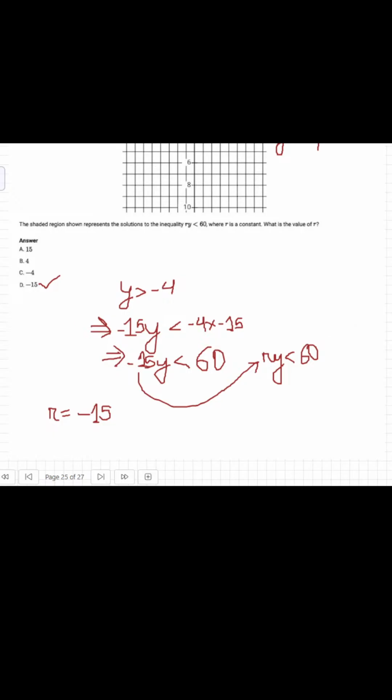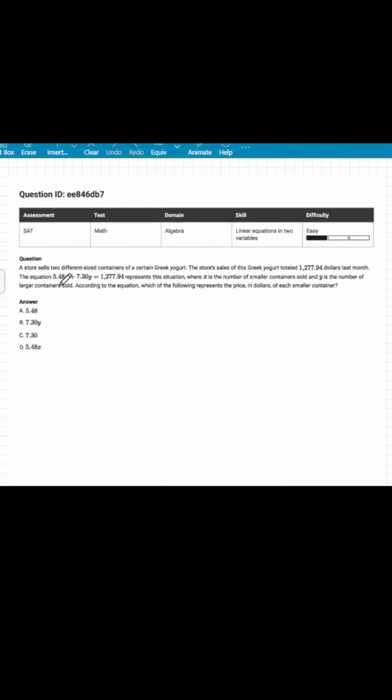Okay, let us go to the next question. This question states that a store sells two different sized containers of a certain Greek yogurt. The store sales of this Greek yogurt totaled $1277.94 last month. So the equation 5.48x plus 7.30y is equal to 1277.94 represents this situation where x is the number of smaller containers sold and y is the number of larger containers sold. So according to the equation, which of the following represents the price in dollars of each smaller container?